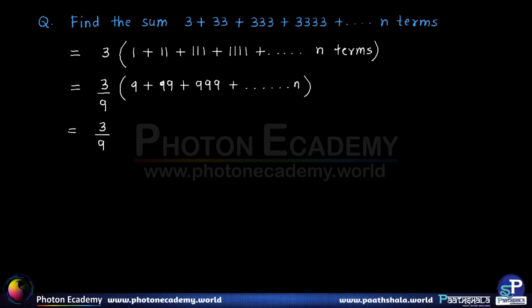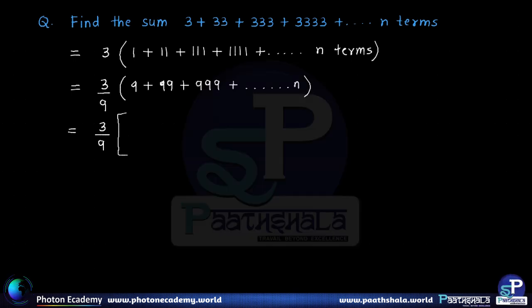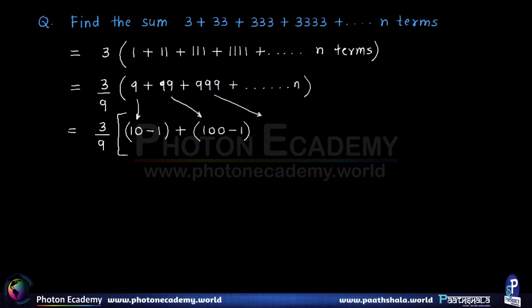Right. Now this 9 which we have obtained is going to be a very fruitful step, because 9 can be written as 10 minus 1, plus 99 can be written as 100 minus 1. So you see, each of these terms can be written as a power of 10 minus 1, and so on up to n terms.